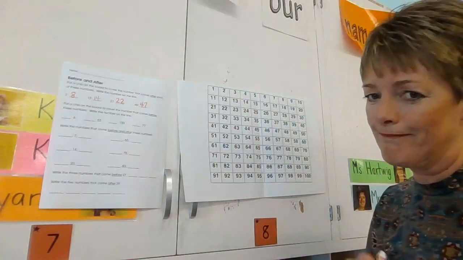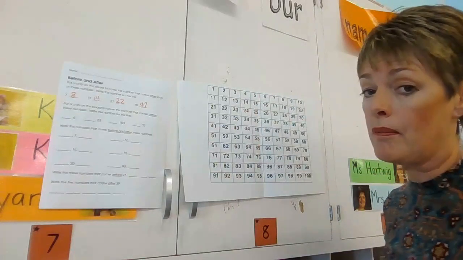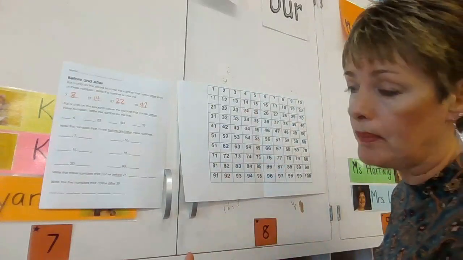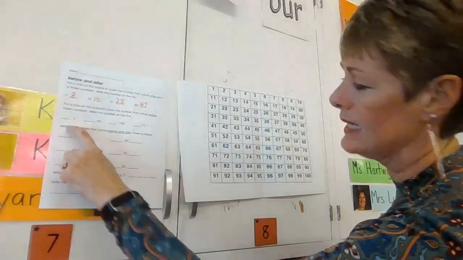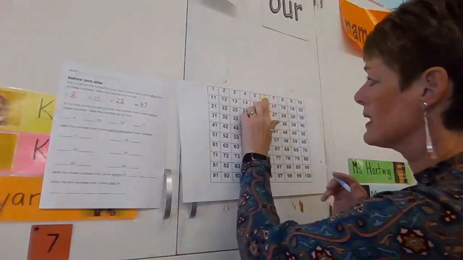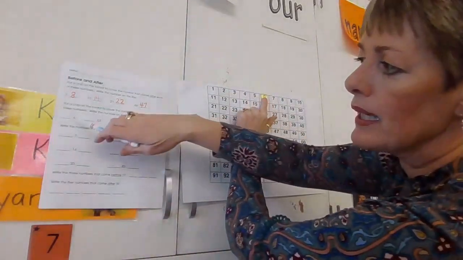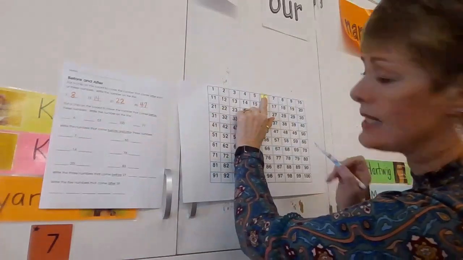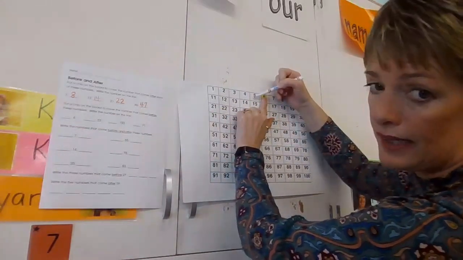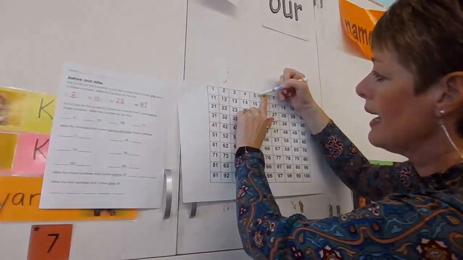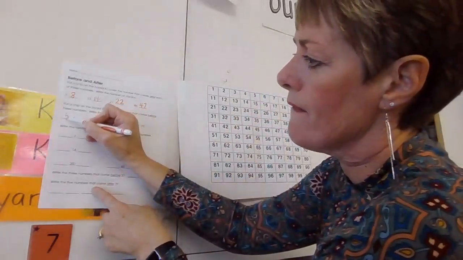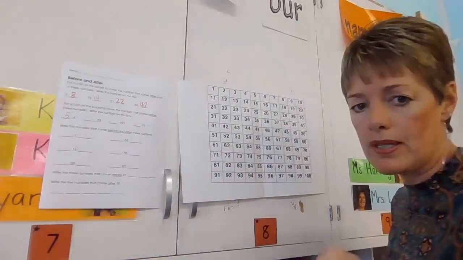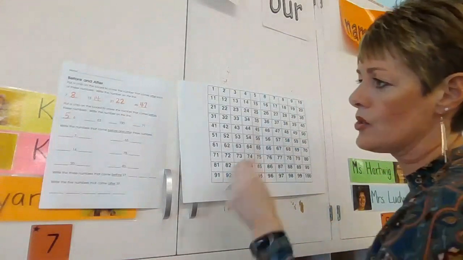Okay, now we're going to do the number that comes before our chip. So now we're going to put our chip on number 6, and it says, write the number that comes before 6. So we have to look on this side of 6 now. That is 5. So we're going to write a number 5 on the line. 5 comes before 6. Okay, take your chip off.